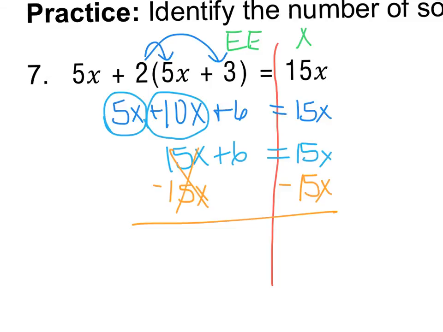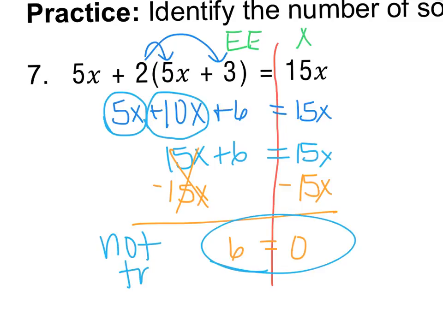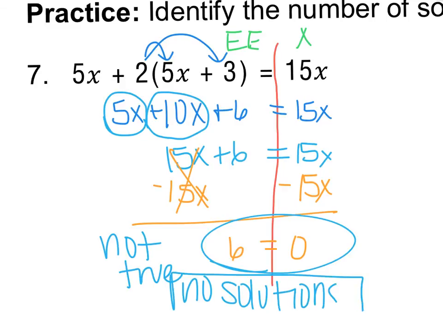And these cancel, and I'm left with 6 equals 0. Well, 6 cannot equal 0. This right here is not true. It's not correct. So that tells me that this has no solutions. That's what I know about this. Because 6 doesn't equal 0, there are no solutions.